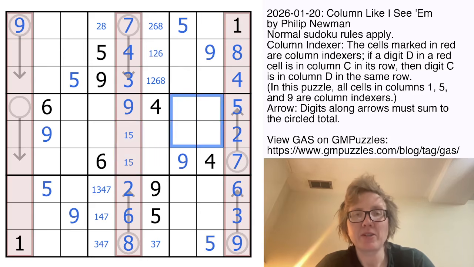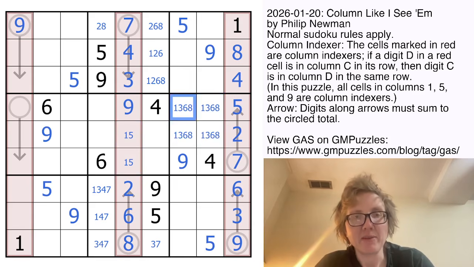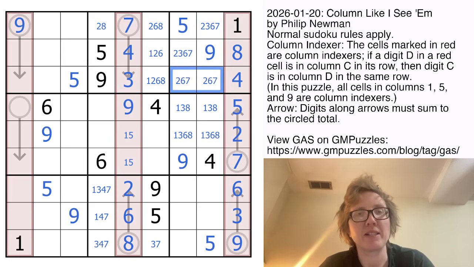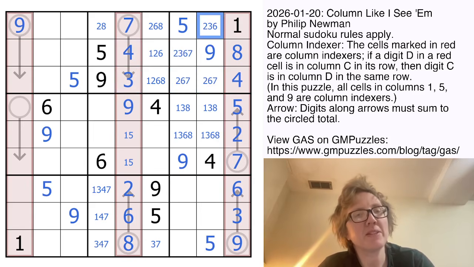Now these digits are going to be 1, 3, 6, and 8, and we can't have a 6 there because there is a 6 in that row already. These are going to be 2, 3, 7, and 6, and we can't have a 3 there because there's already a 3 in that row. And that's not going to be a 7. So now let's focus on the first column.